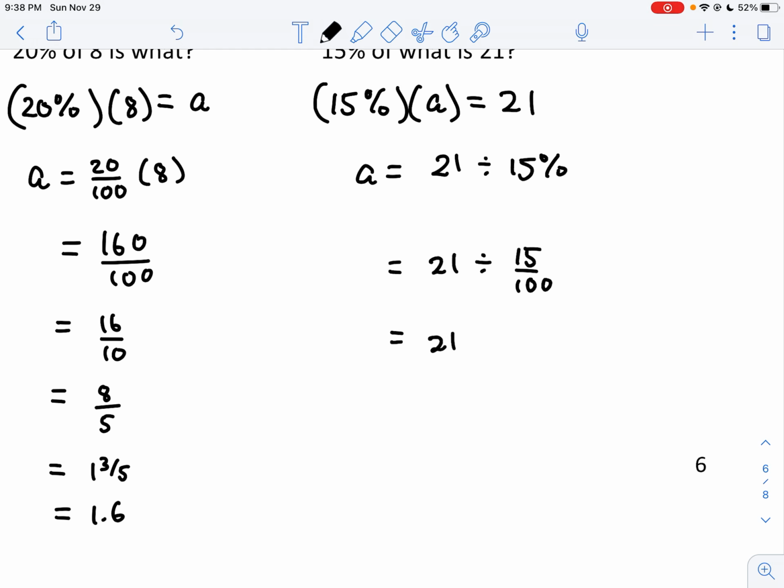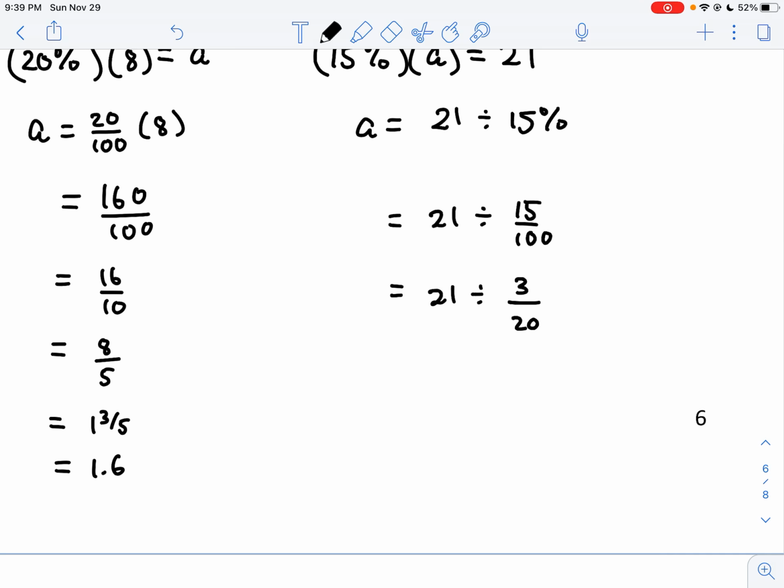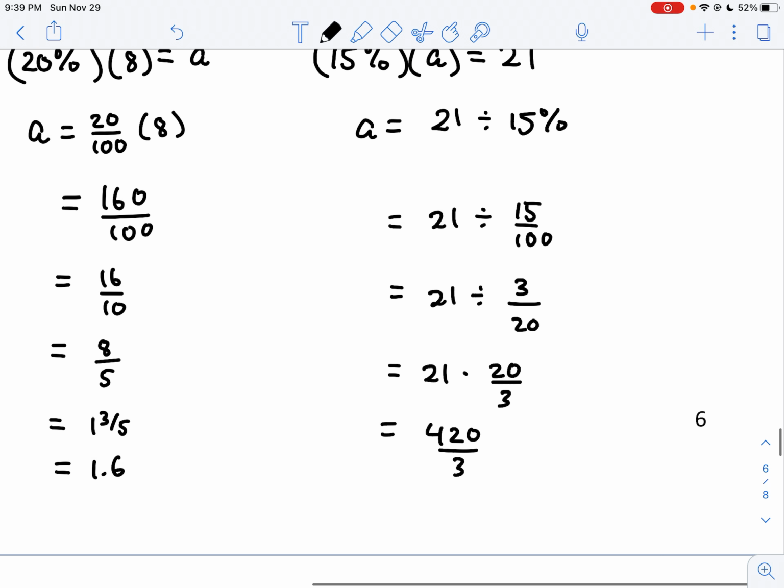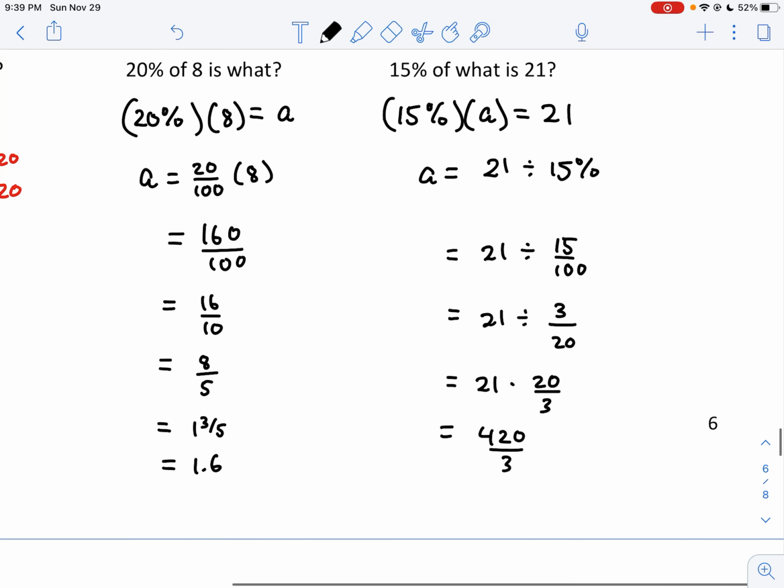This time I am going to go ahead and simplify that 15/100ths. We're going to divide 15 by 5, which is 3, and divide 100 by 5, which is 20. So we're doing 21 divided by 3/20ths. And invert and multiply would come next, so times 20/3. And now we just have to multiply 21 and 20. It's going to be 420/3.